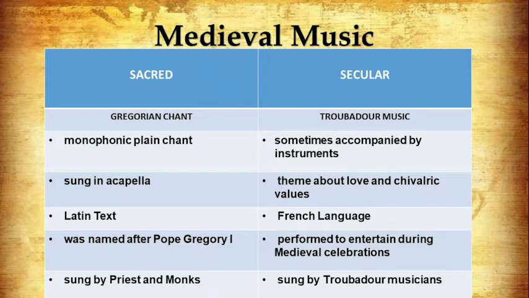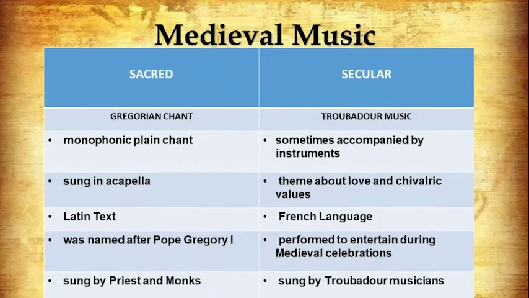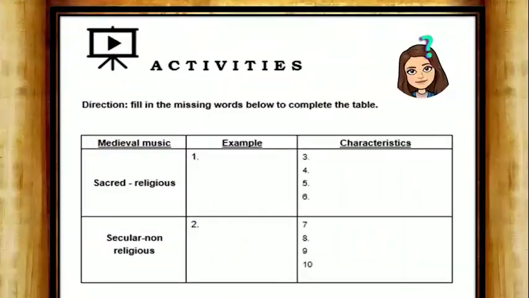Troubadour music is sometimes accompanied by instruments. The theme is about love and chivalric values. It uses the French language. It is performed to entertain during medieval celebrations, and it is sung by troubadour musicians.